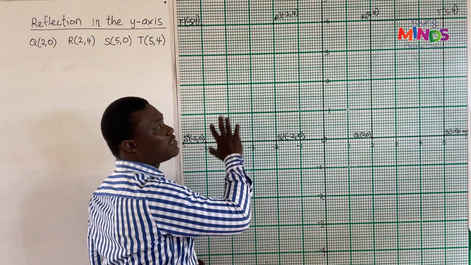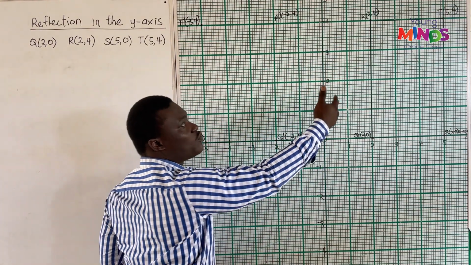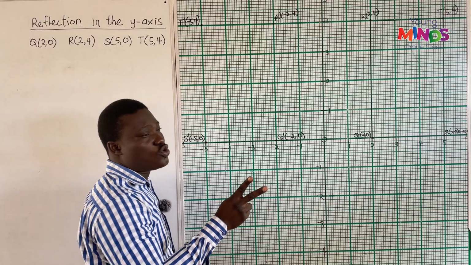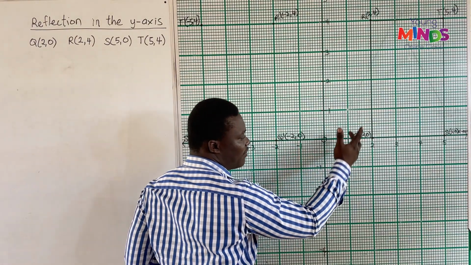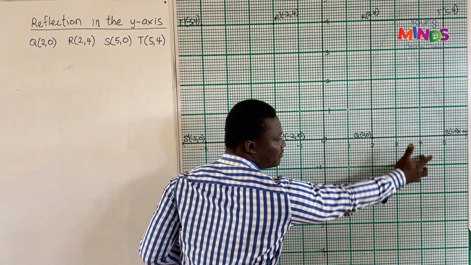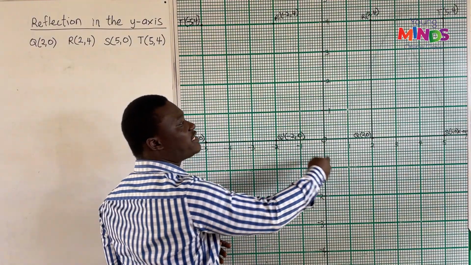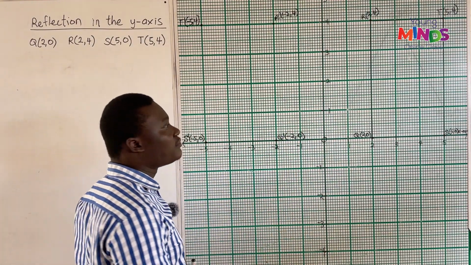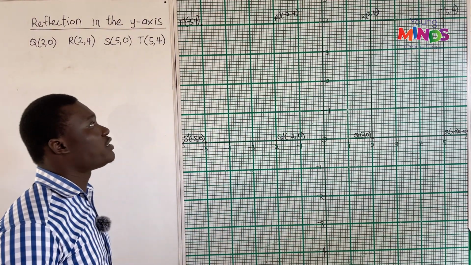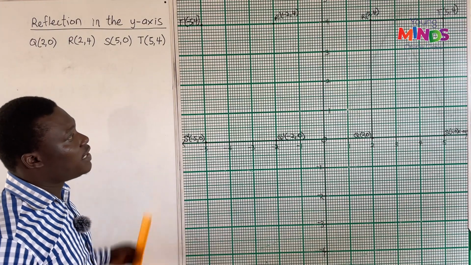If you are using 2 centimeters to 2 units on your graph, then each step will be 2. If you are using 3 centimeters and you have here 3, 6, 9, 12, 15, then each step will be 3. Okay. So we'll join the points to form the image.